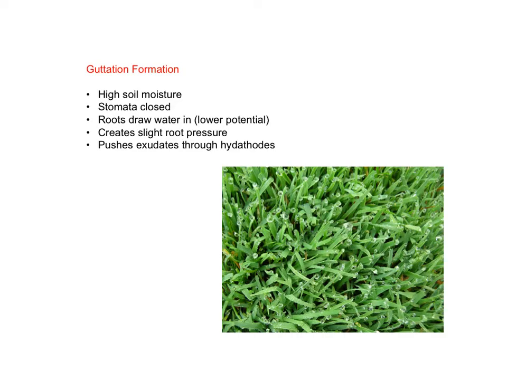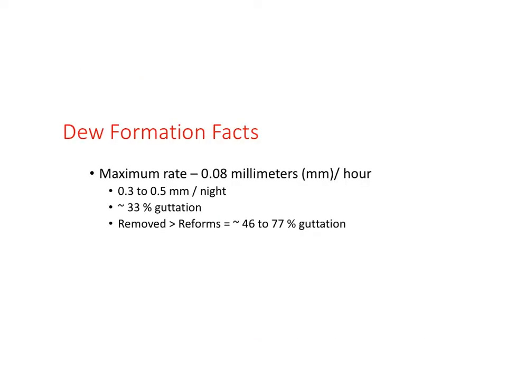Conditions that are favorable for guttation to form are high soil moisture and stomata closure. Under these conditions, the plant water containing exudates is literally pushed through the hydathodes. Dew forms at a theoretical maximum rate of approximately 0.08 of a millimeter per hour, with normal nightly accumulation in the range of 0.3 to 0.5 of a millimeter. Approximately 33% of the dew formed is guttation, or plant exudates. If the dew is removed and then happens to reform, guttation becomes a larger component of dew, as much as 77%.